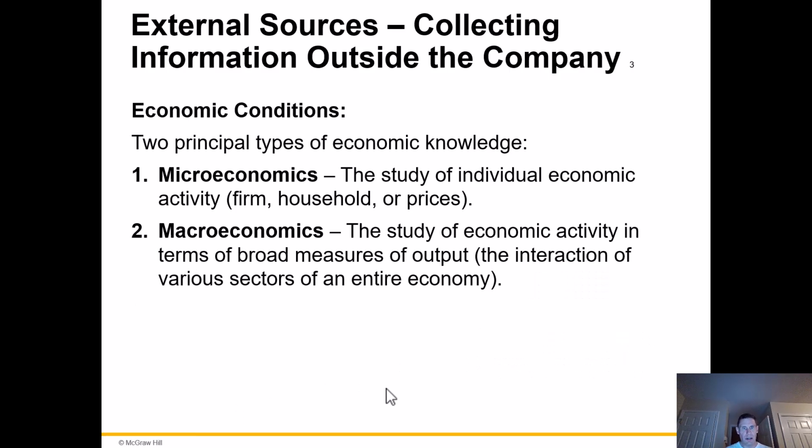And we have two types of economic knowledge, macro and microeconomics. So think about micro, very small. This is defined as the study of individual economic activity. So here we're thinking about the firm, the household, and prices. Macroeconomics is the study of economic activity in terms of broad measures of output. So we're thinking of the interaction of various sectors of an entire economy.